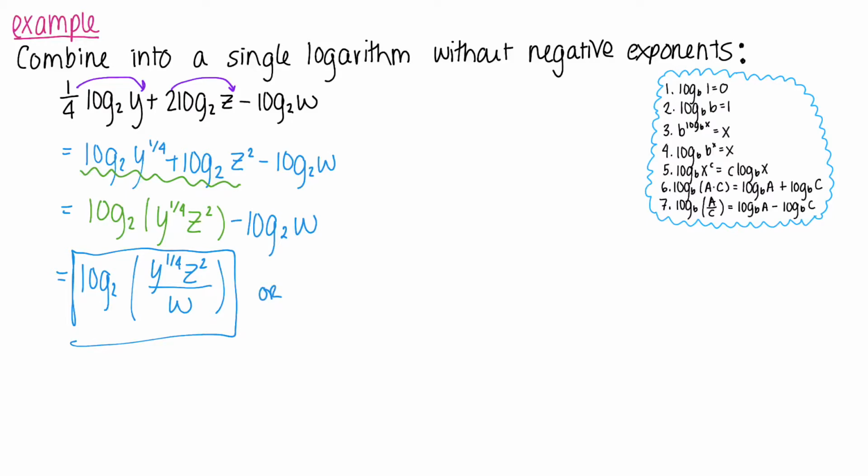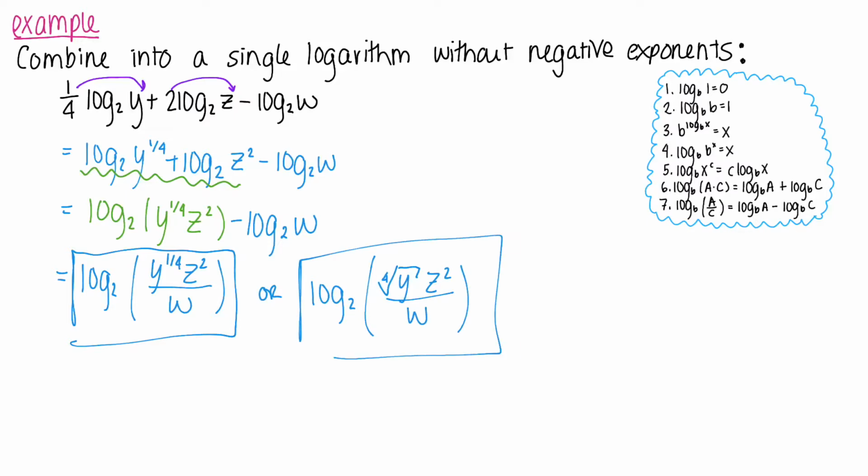If you wanted to be fancy, once again, you could write that as a radical. So you could say the 4th root of y times z squared all over w. And that would be a correct answer too. But maybe what you notice here is that this doesn't need to be done in that many steps. Just like we can expand a logarithm in one step, we can combine a logarithm in one step too.